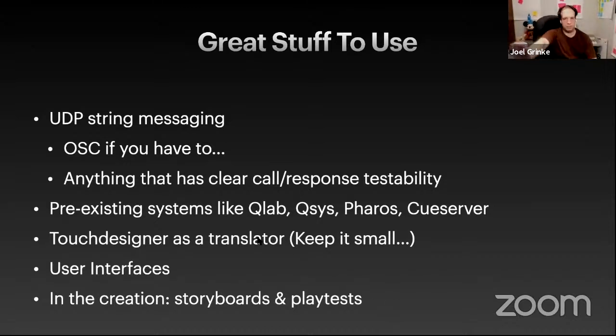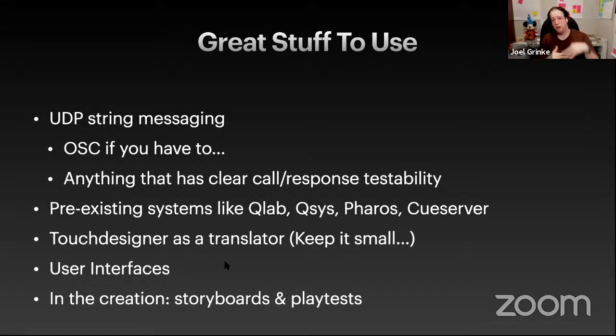Pre-existing systems, use them as much as you can. QLab, obviously, I've talked a lot about. QSys is an audio system that also has scripting built in, with really great ways of doing this kind of talking back and forth. It's a little bit spendy, so it's probably not for all installations. Pharos and QServer are great lighting controllers. TouchDesigner as a translator, keep it small, and then always build a UI.